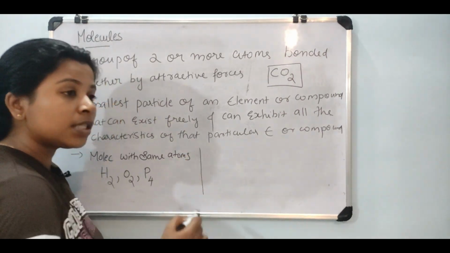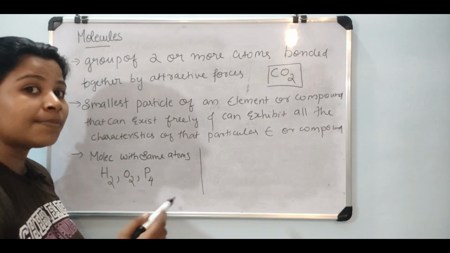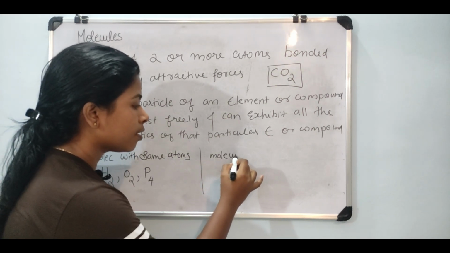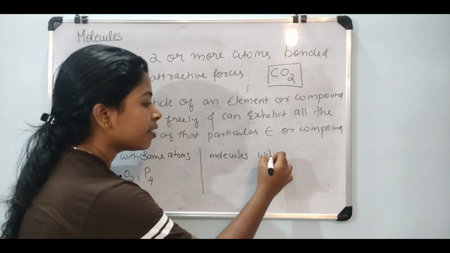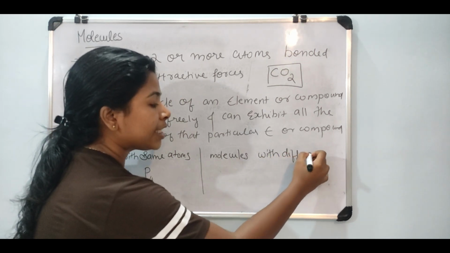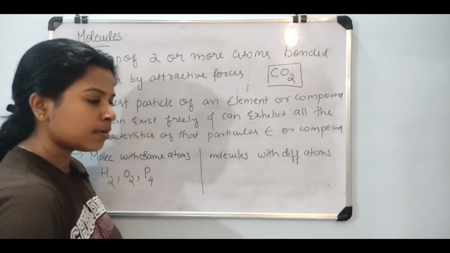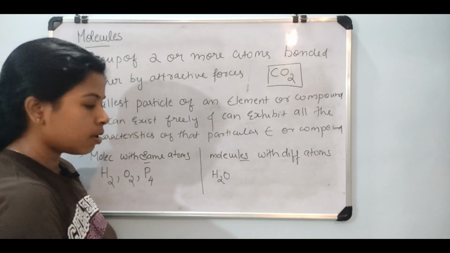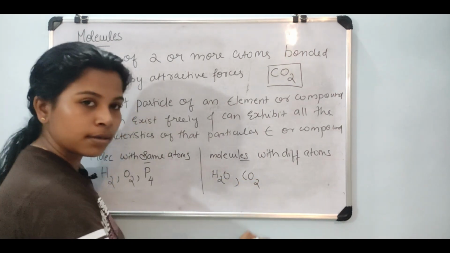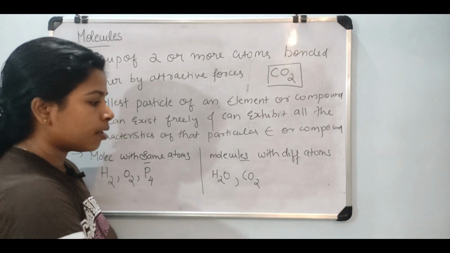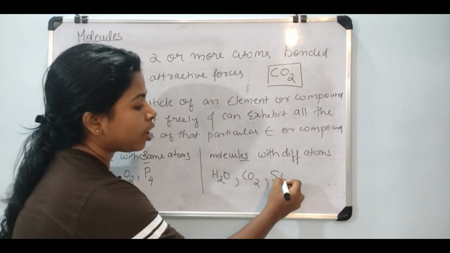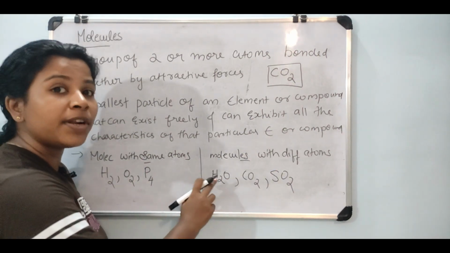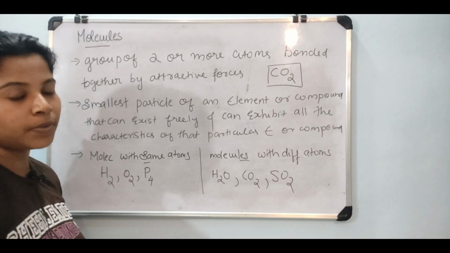Now, molecules formed using atoms of different elements. Okay. Molecules with different atoms. What are the examples? Molecule of water H2O, molecule of carbon dioxide CO2, molecule of sulfur dioxide SO2. In these kinds of molecules, you can see atoms of different elements are combining together. Okay.